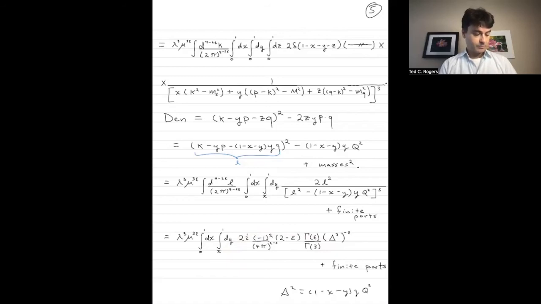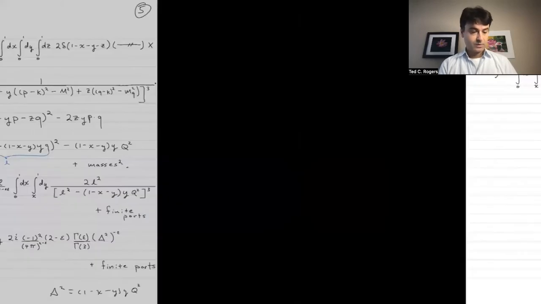We'll do that on the next page. There are several things that you can do. For example, gamma of 3, that's just a factor of 2 that allows me to cancel out this factor of 2. That's nice.